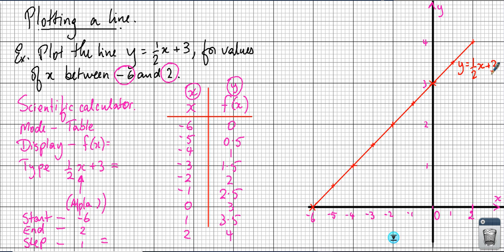Sometimes we need to plot more than one line on one graph, but it doesn't matter how many lines you plot on your graph, as long as you have a correct scale. Okay, so that is all about straight line graphs. This same method which we use to form the table, we're going to use it in our next lesson when we need to plot graphs of curves.